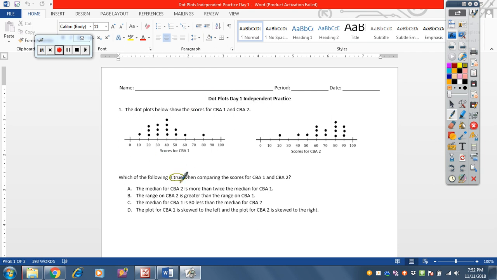Which of the following is true in comparing scores for CBA 1 and CBA 2? All right, I'm going to find the range, the median, and the mode for CBA 1. You will find the range, the median, and the mode for CBA 2. If you think you know how to do it, you might push pause, try CBA 1, and then make sure your answers match mine. I'm saying the range for CBA 1 is 80 minus 10, and therefore it's 70.